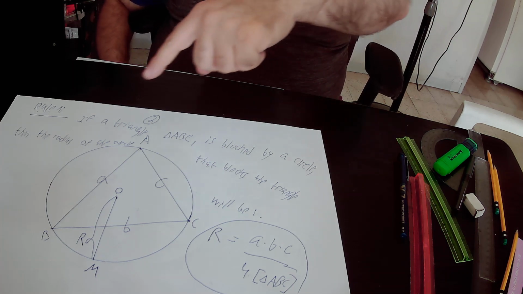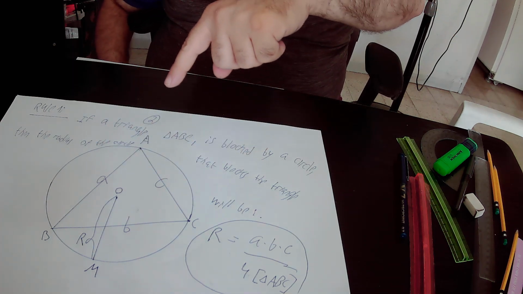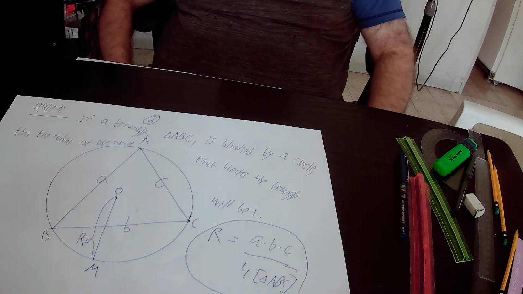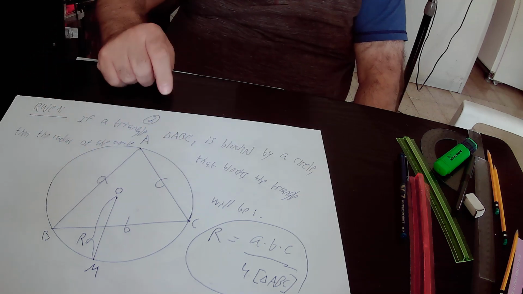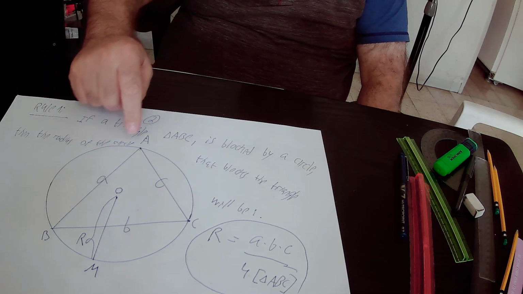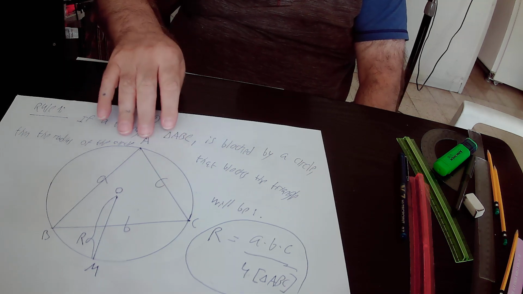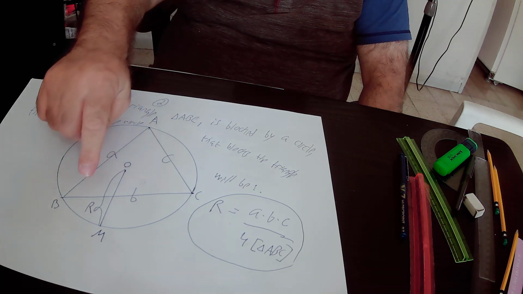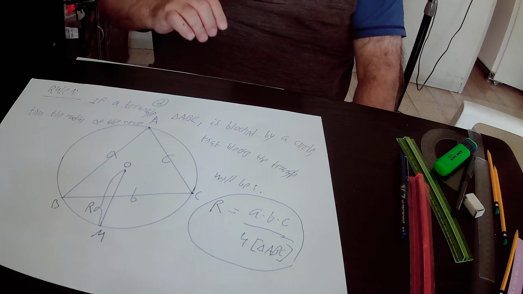Okay, in this case, all three vertices touch the circle, therefore the triangle is blocked by the circle. So here, triangle ABC is blocked by this circle. We know that the length of side AB is c units, the length of side AC equals b units, and side BC equals a units in length, and the radius of this circle equals capital R. Here OM equals capital R.